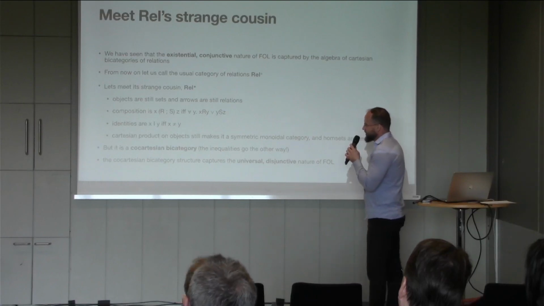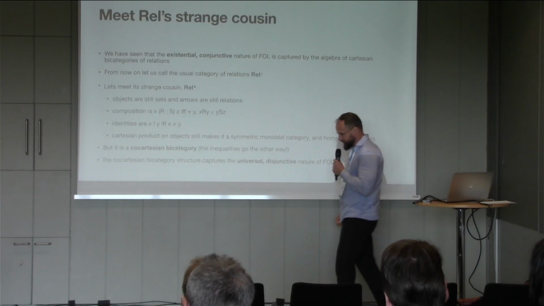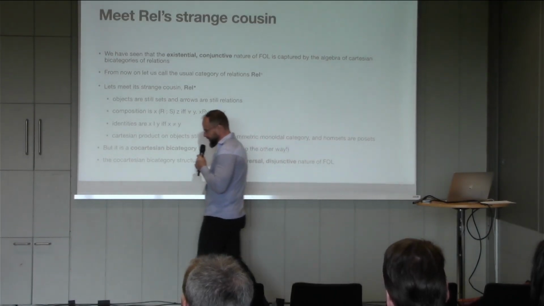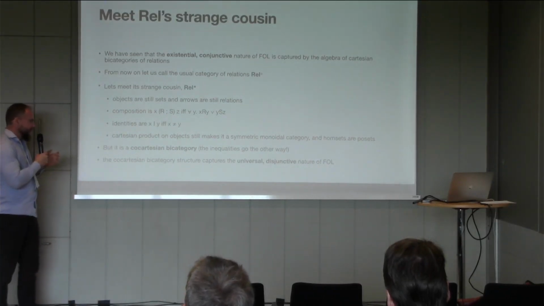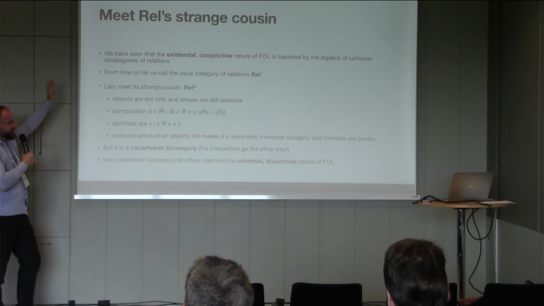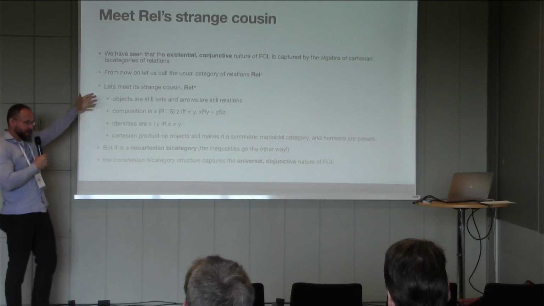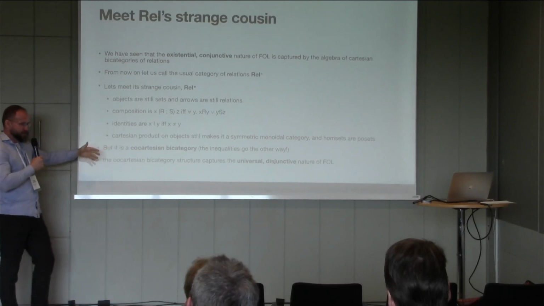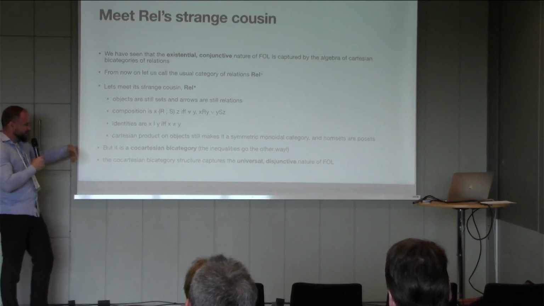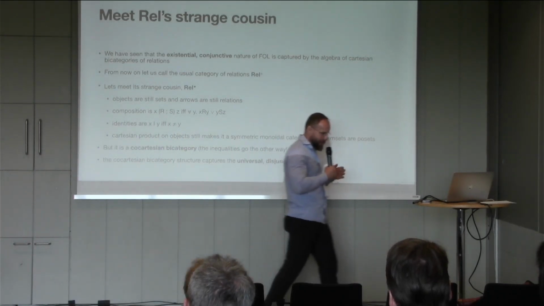And in a sense, just like the usual category of relations talks about the existential conjunctive fragment, this one talks about the universal disjunctive fragment. And since we know a very nice algebraic structure to capture the first part of the story, we also have a very nice algebraic structure for the second part of the story. It's just a co-Cartesian bicategory. It's really the same structure, but the inequalities go the other way.